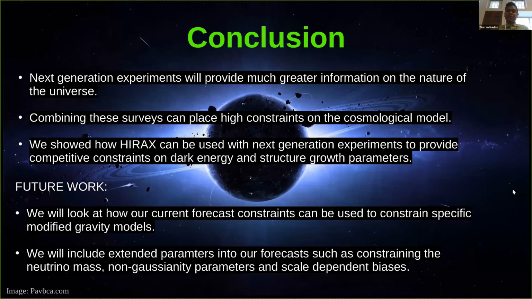So for future work, we'll also look at constraining specific modified gravity models. And we would also want to do extended models, such as: can we constrain neutrino masses, non-Gaussianity parameters, or scale dependent biases? We'll also be advancing the galaxy survey models. I didn't write that here. So the galaxy-HIRAX cross correlations, and trying to get applications and constraints from those. I guess that's the end of my talk. Thank you for your attention.